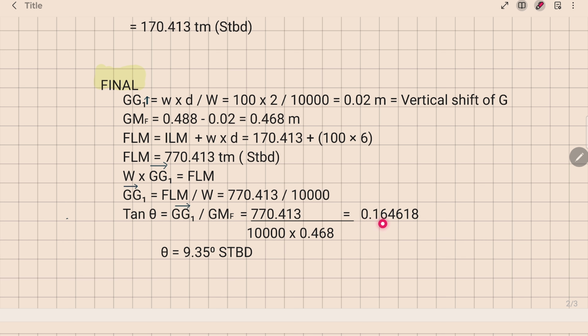This gave me 0.164618 and I take tan inverse, theta becomes 9.35 degrees to starboard. This is the resultant list. The vessel will be listing 9.35 degrees to starboard because of this shift of cargo.